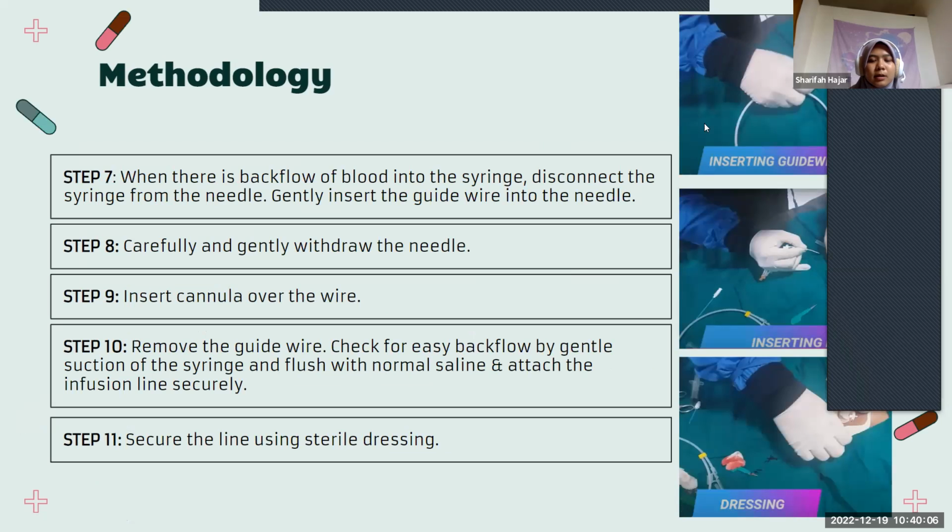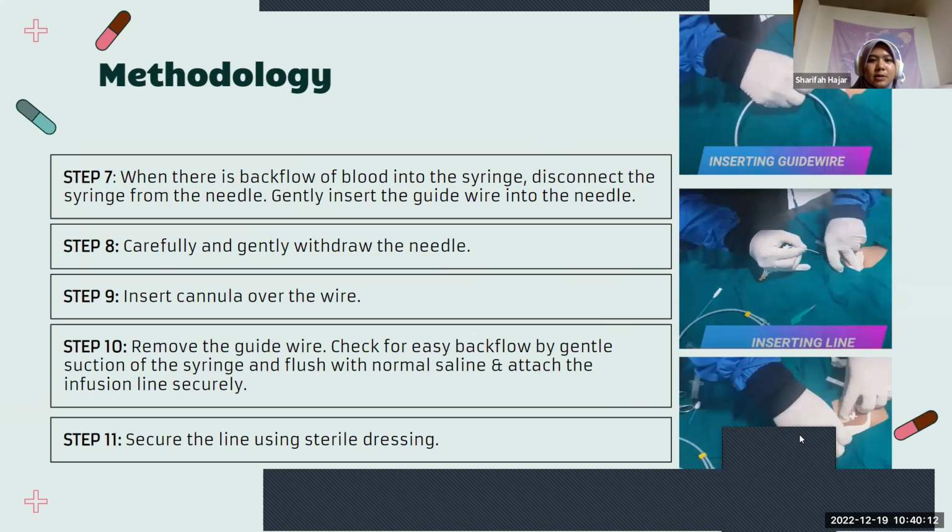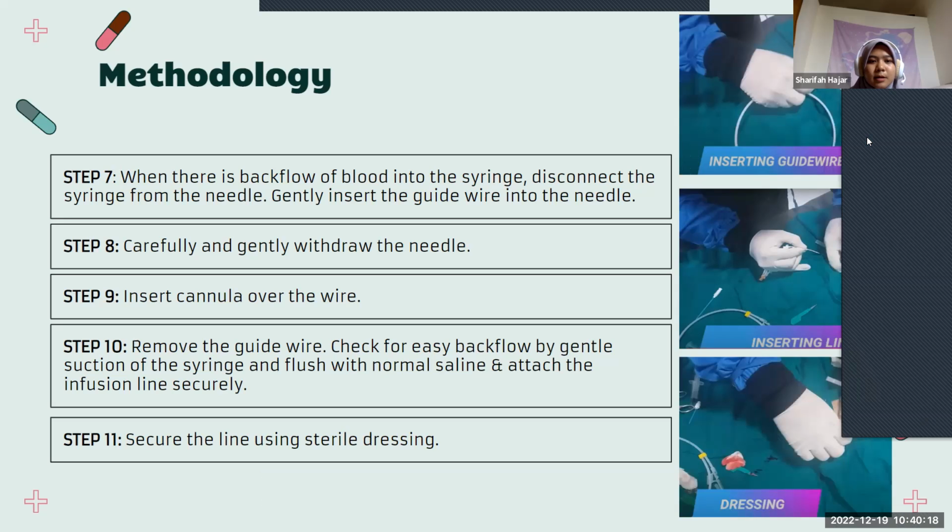Then, same as what I said before, when there is a backflow of blood, disconnect the syringe from the needle and then insert the guide wire. And then withdraw the needle, insert the cannula over the guide wire, and then remove the guide wire. Then we check for easy backflow by suction of the syringe and flush with normal saline. Lastly, secure the line using sterile dressing.